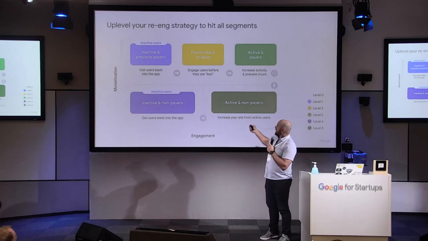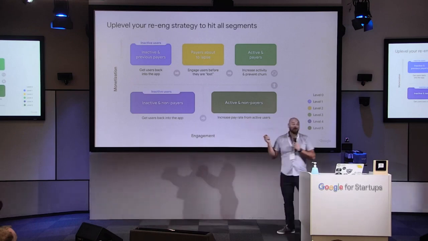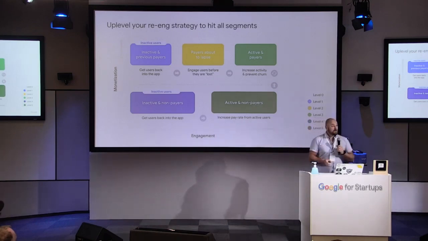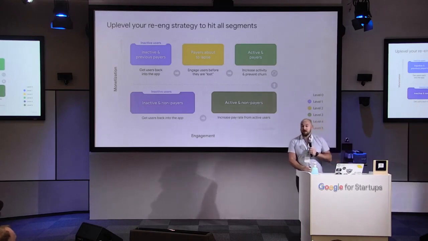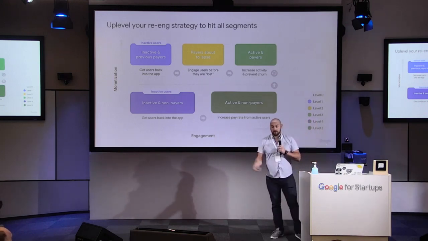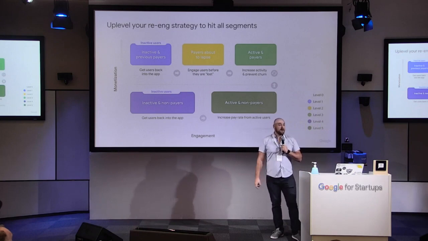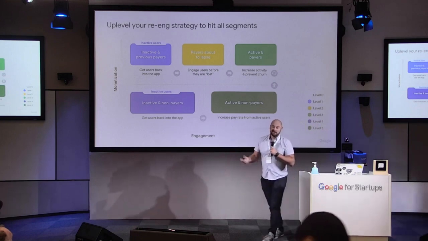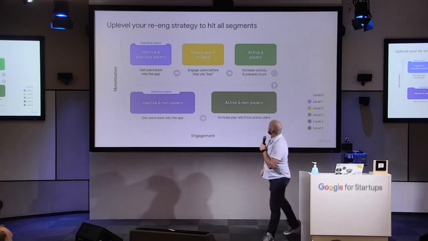And then payers about to lapse. So engaging users before they are lost. So either if you have a custom schema or if you're using any Firebase automated lists, basically saying, hey, these users will go. Try to figure out a way to keep them. If you can also then do any kind of in-game promotions or changes as well to try to keep these users in, that's going to help against high churn rate.